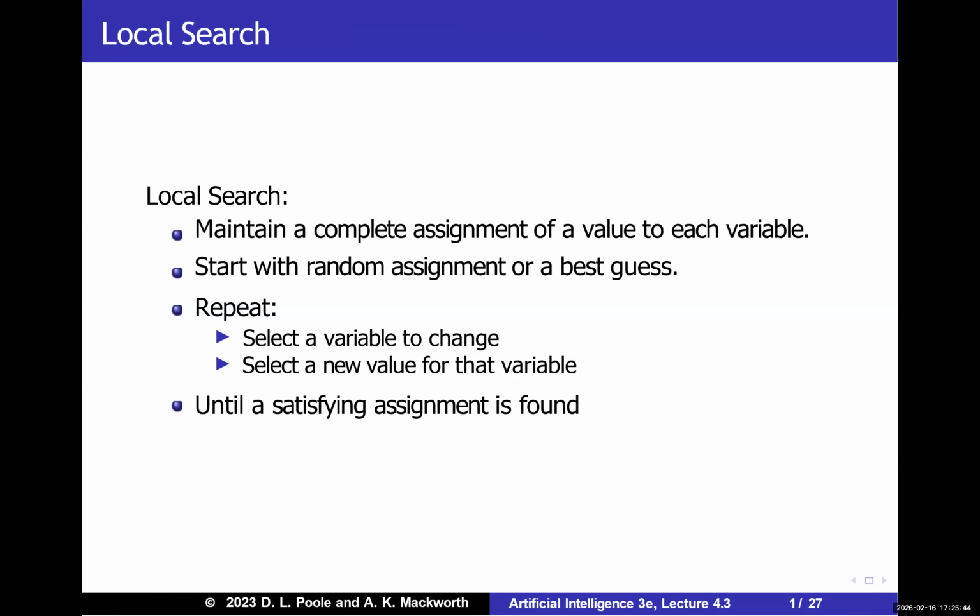And now we'll talk about local search. So local search takes a different strategy from backtracking. Instead of building a solution incrementally, it begins with a complete assignment. That assignment may violate constraints. The algorithm then repeatedly selects a variable to change and assigns it a new value. So the aim is to improve the overall configuration until no constraints are violated. Rather than exploring a tree of partial assignments, local search moves through the space of complete assignments, but it trades structure for speed and flexibility.